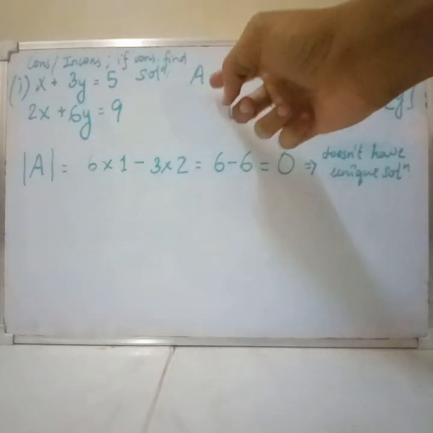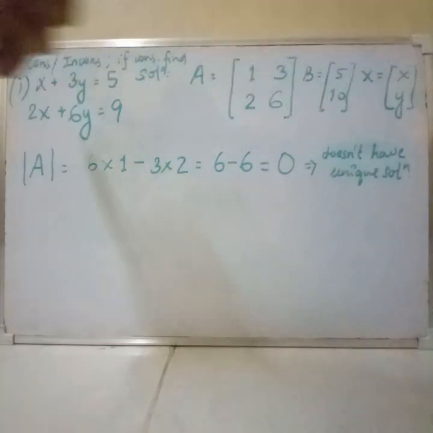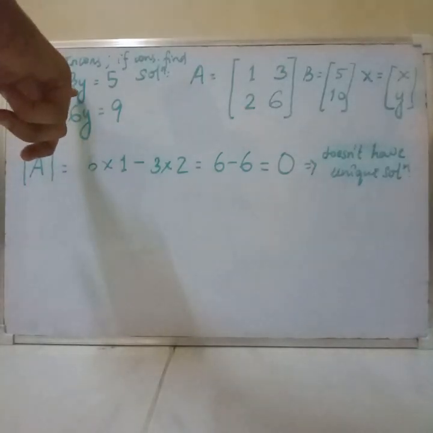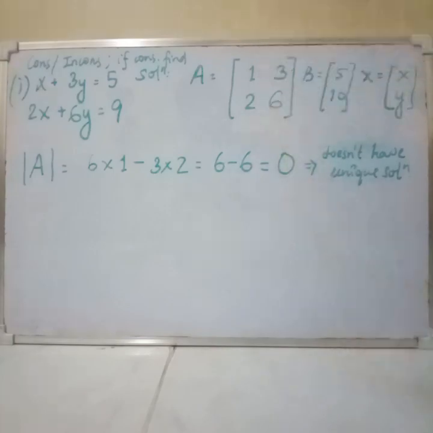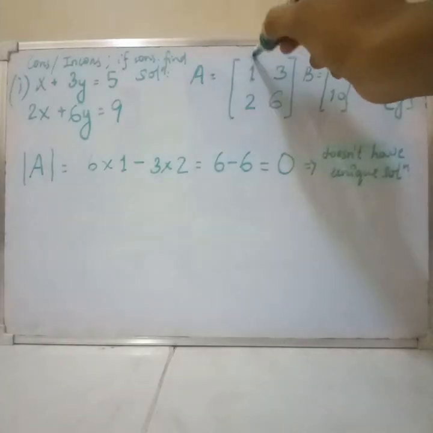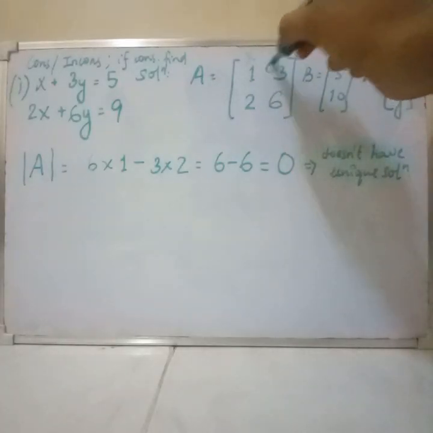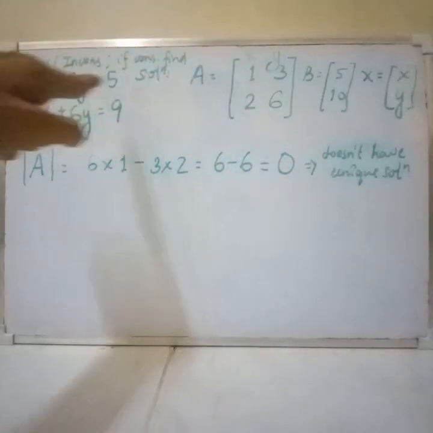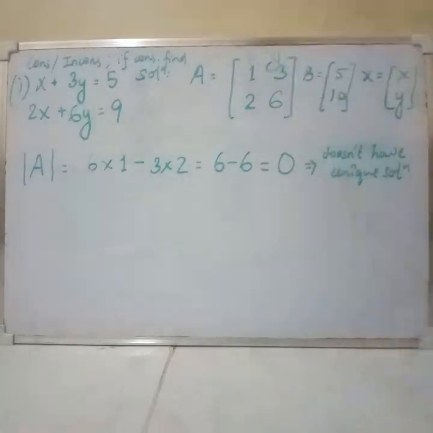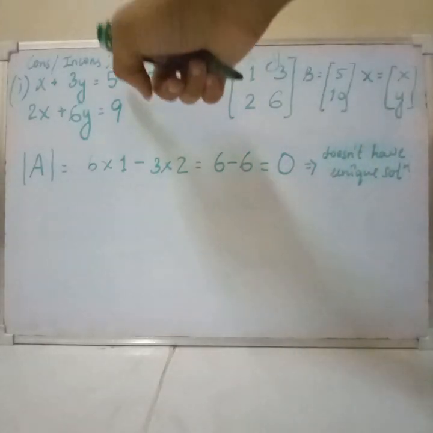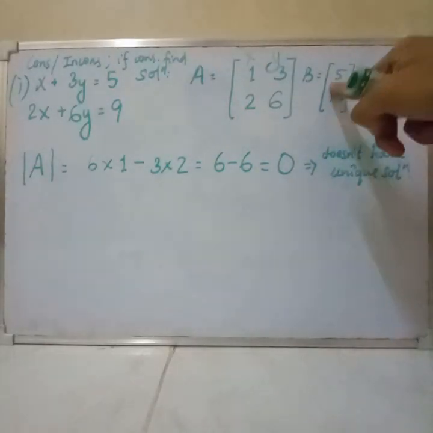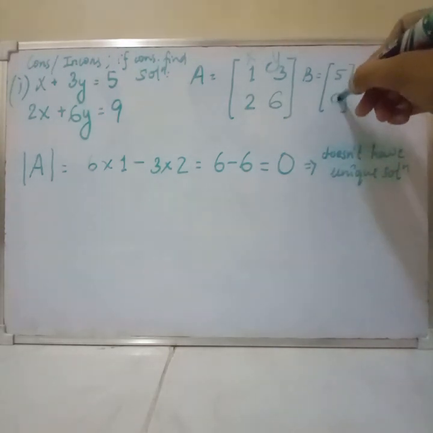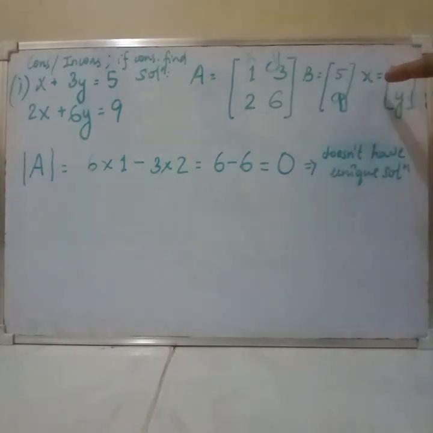Then we have to find the A matrix. For the x variable, we have to find the coefficients. The x variable coefficients will be here and the y variable coefficients will be here. So it will be 1 and 2 for x and 3 and 6 for y. Then the B matrix will be the solution matrix, 5 and 9. Then the X matrix will be for the variables x and y.